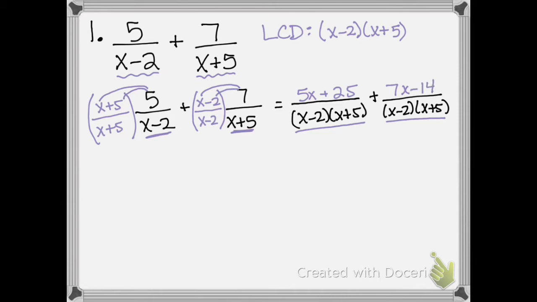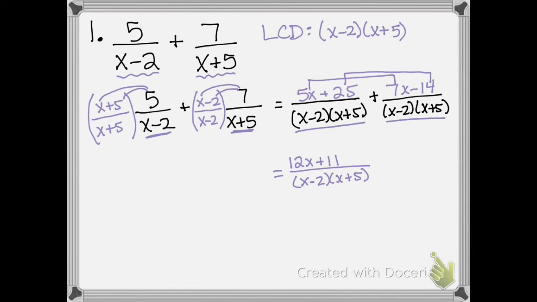So now we have two fractions with the same denominator. Now we're going to add the fractions. When we add, we will keep the denominator. And we will add numerators. So I'm going to put like terms together. So the 7x plus the 5x gives us 12x. And we have 25 minus 14, which will give us 11.